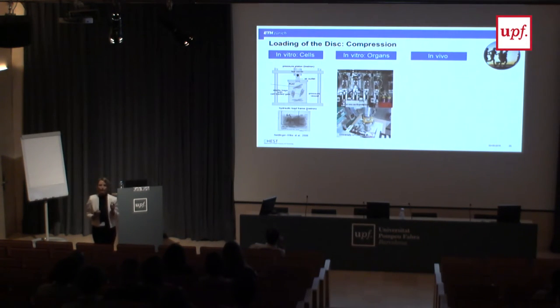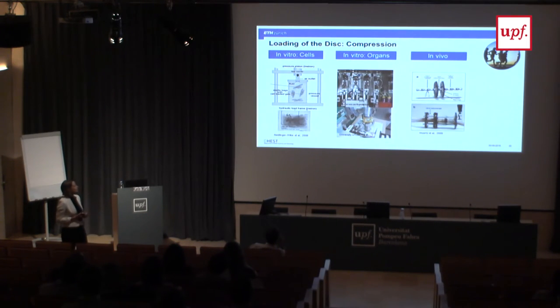There are, of course, always two problems. On the one hand, if you want to use entire organs, you might be limited because you might not get any human material as entire discs. So you might move to an appropriate animal model, like a bovine model. The other aspect is that if you use a bovine model, this has huge implications because you might not get it super clean, and you might have contamination. So if you want to do very long-term loading studies, this might be very tricky. And then there is also the possibility to do in vivo studies.